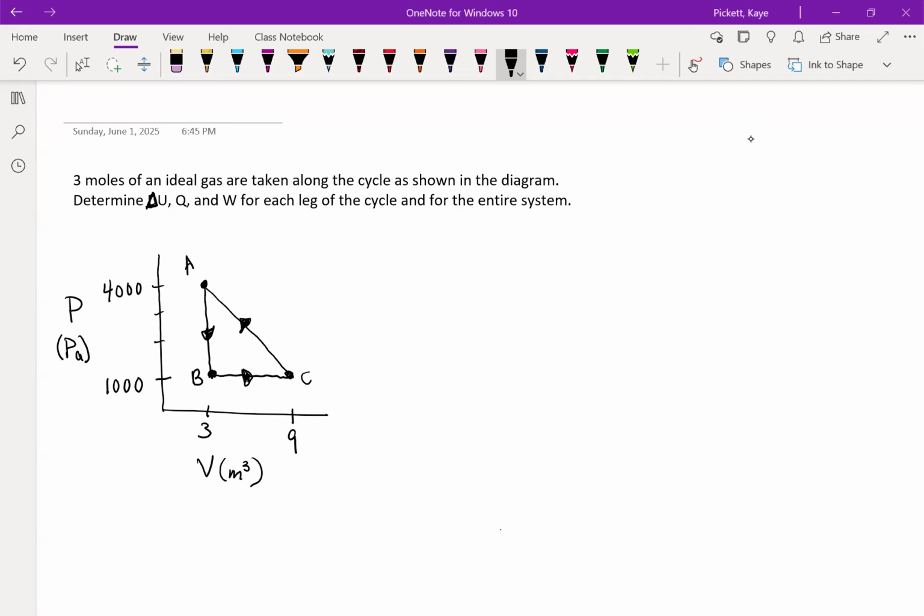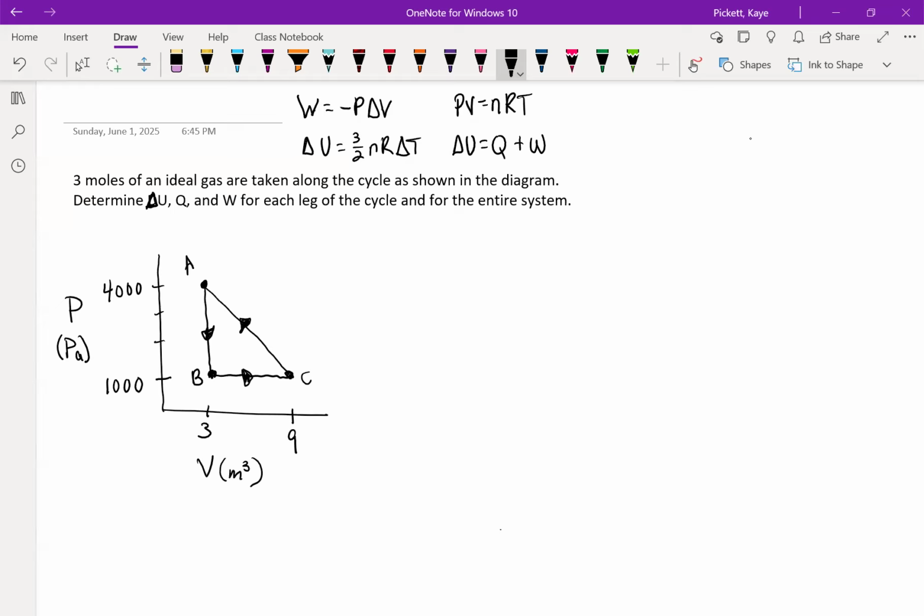The first equation we're going to work with is that the work is negative P delta V. The change in internal energy is 3/2 nR delta T. We're going to work with PV equals nRT. And we're going to work with the fact that the change in internal energy is Q plus W, the heat plus the work. All righty. So now we can get started.